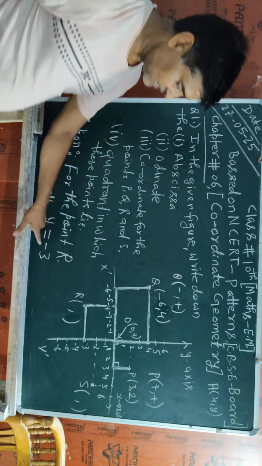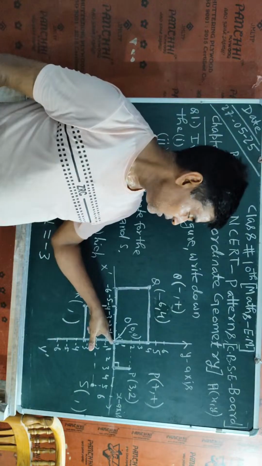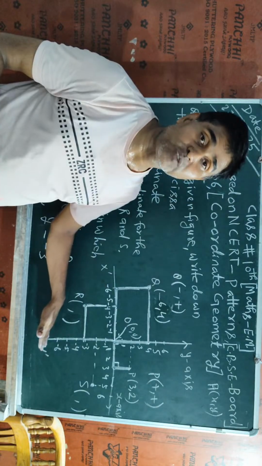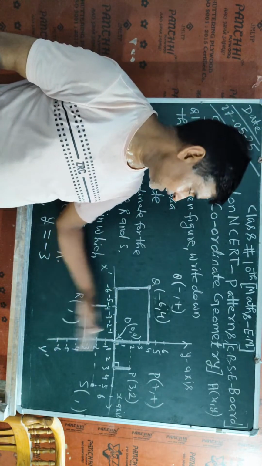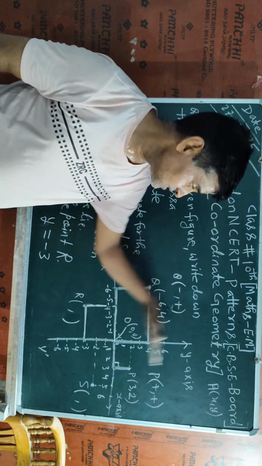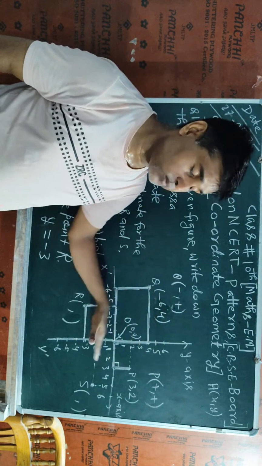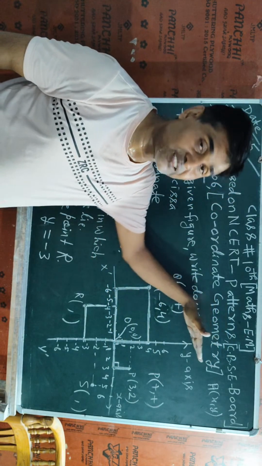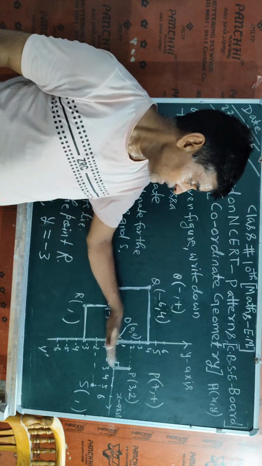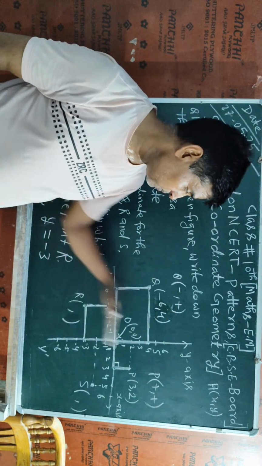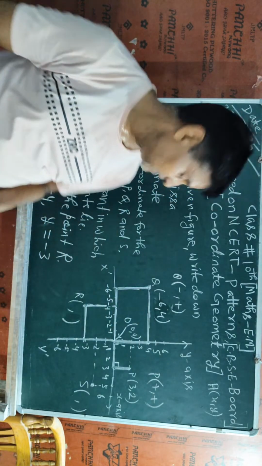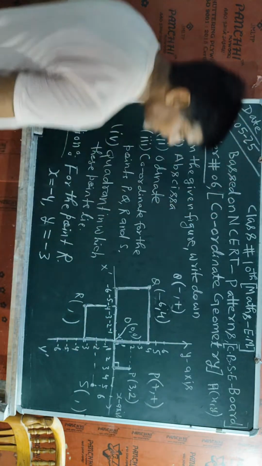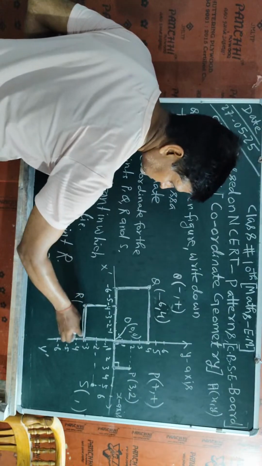The minus sign indicates that the point lies below the x-axis. Below the x-axis, I have to take the value of y as negative, but from the x-axis in the positive y-axis direction, I will take the positive value. From the x-axis above I will take positive, from the x-axis below I will take the negative value. So the value of y will be minus 3 and the value of x will be minus 4.